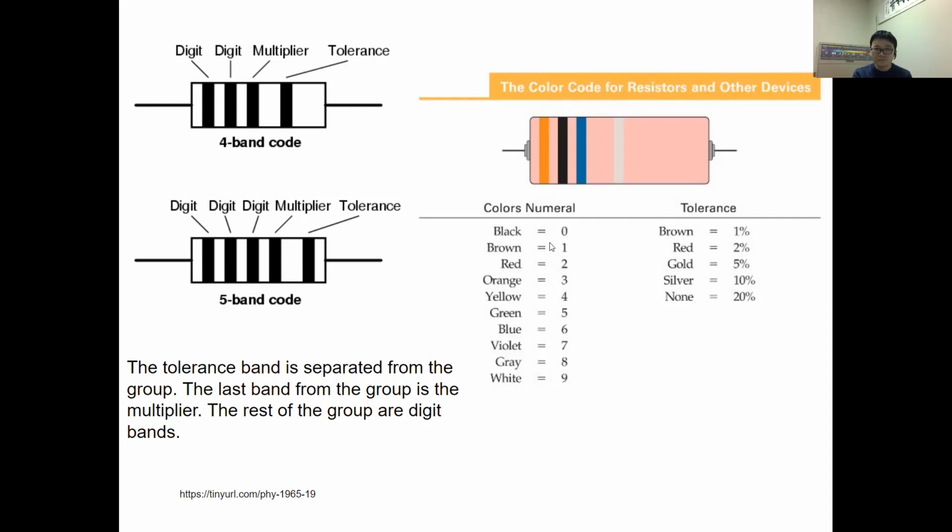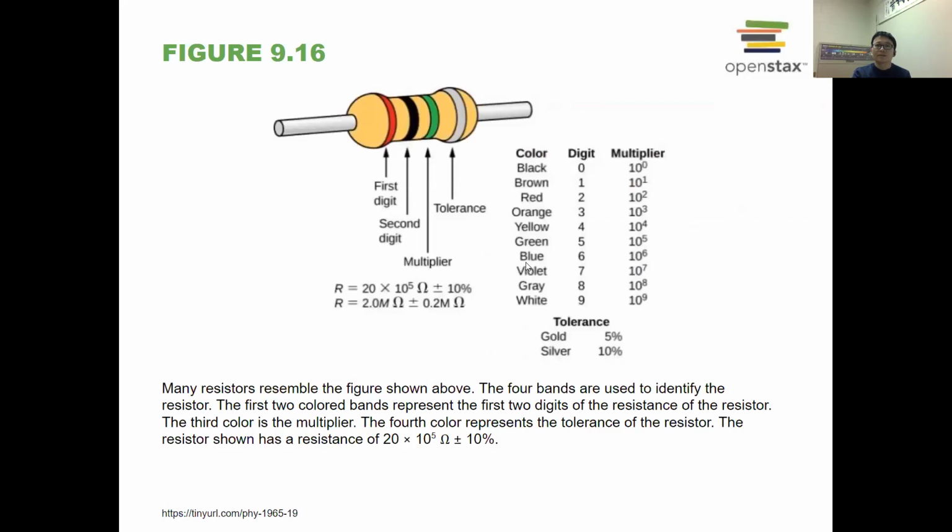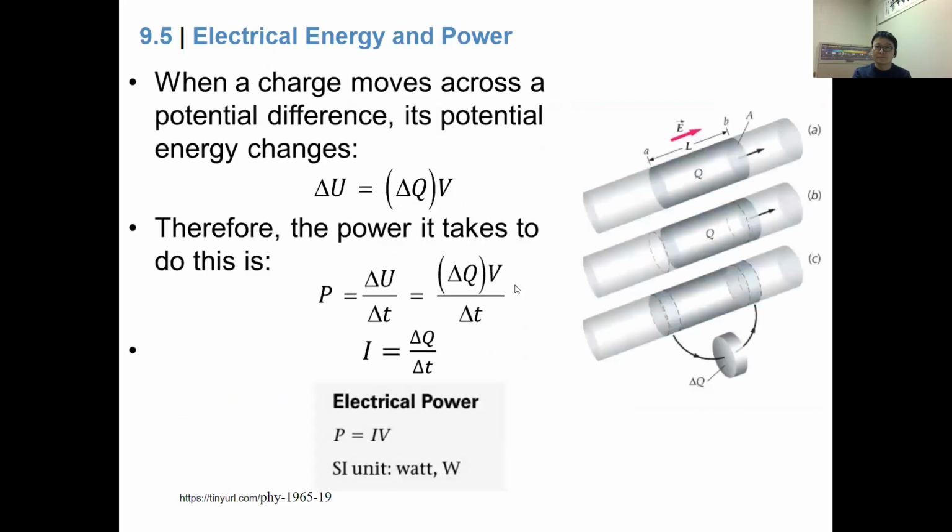For 5 bands, you have a 3-digit code and then a multiplier, similar to the 4 bands. And this is another example. You can take a look at this example yourself.